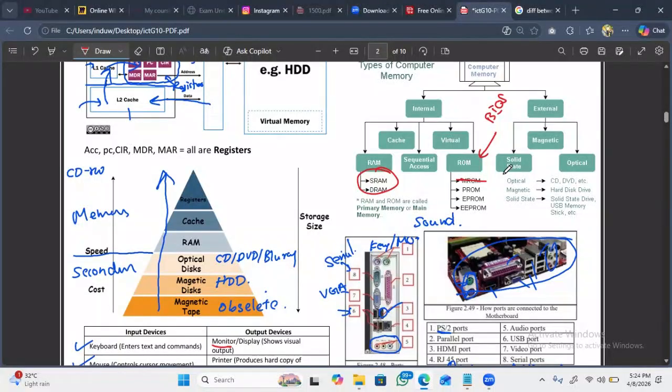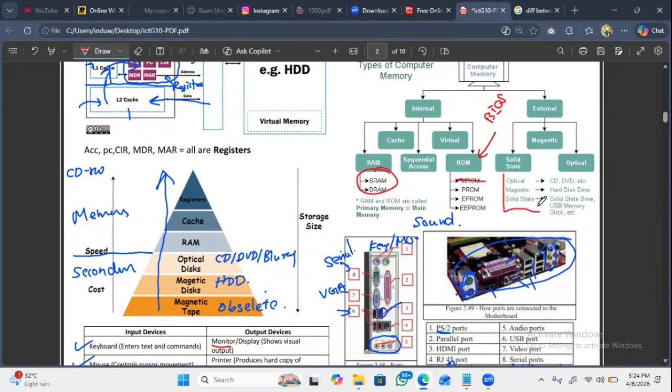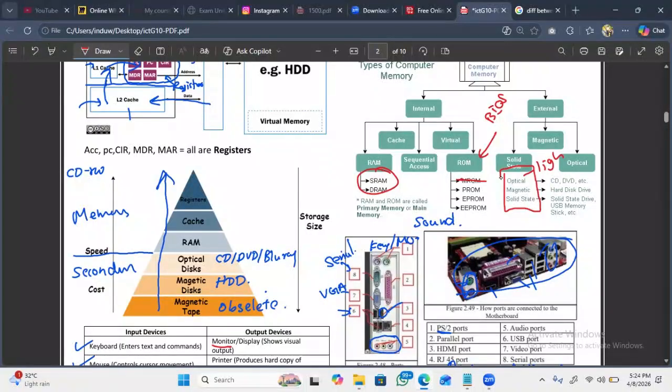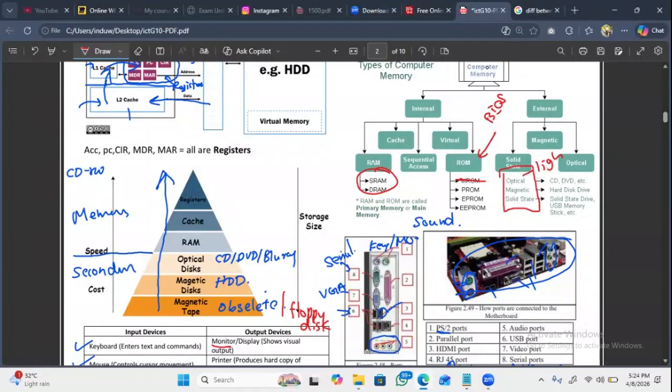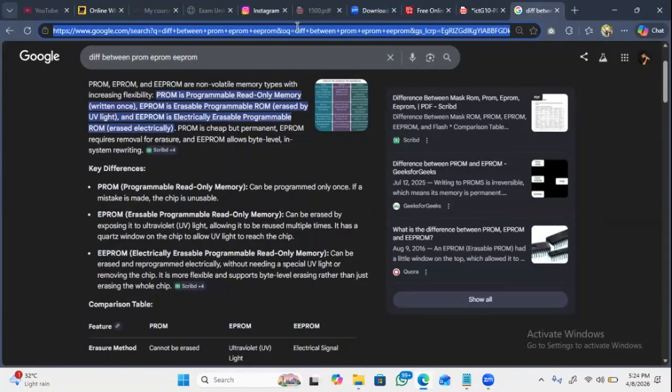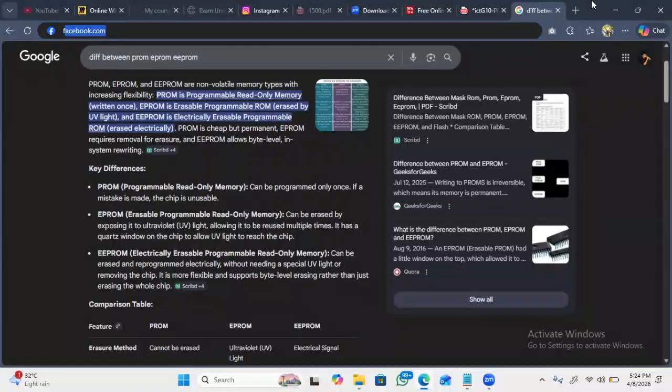Next, we talked about storage types, right? Optical, magnetic, solid state. Let's talk about those again. Optical means using light: CD, DVD, Blu-ray. Magnetic means you are using magnetic technology to store data. Hard disk is the main one, and also magnetic tape and floppy disk, but we no longer use magnetic tape or floppy disk. Let's see what this floppy disk is.